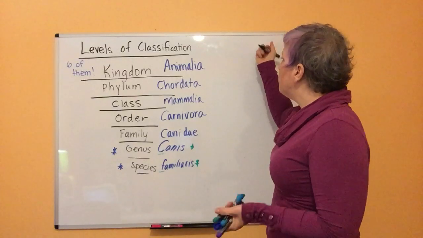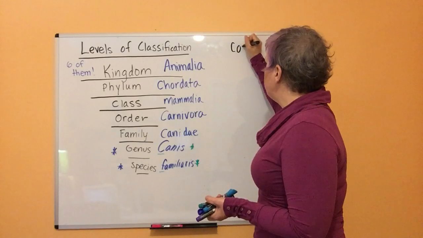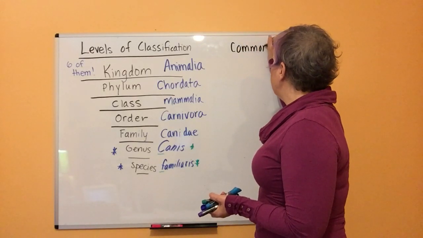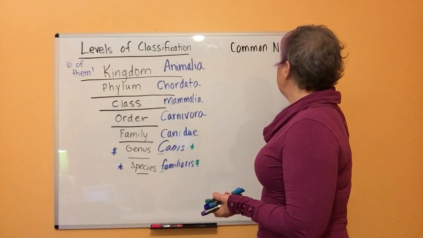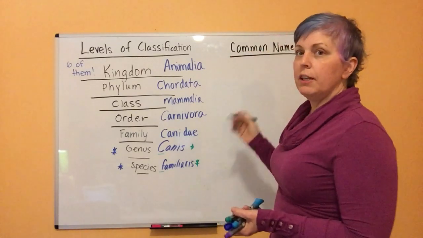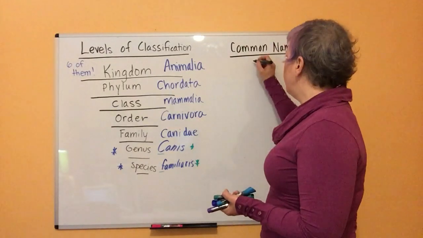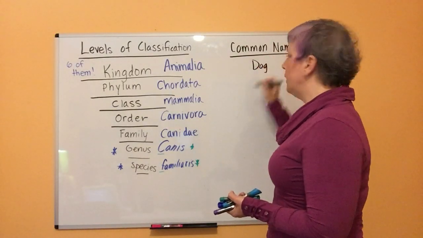Every living thing on the planet has a common name, and these are the ones that we become more familiar with because we aren't using the scientific Latin name. We don't call our dogs Canis familiaris. We call them a dog, right?